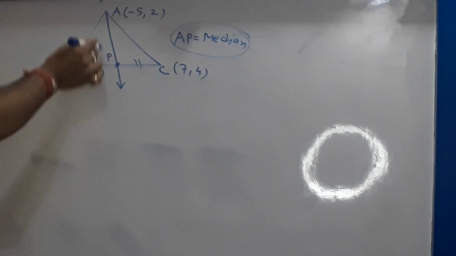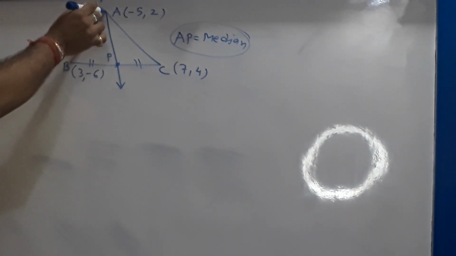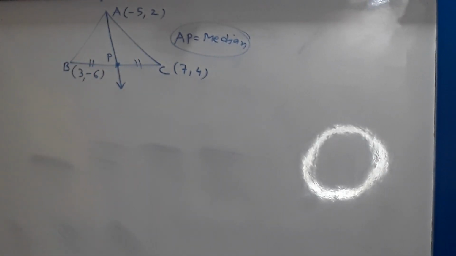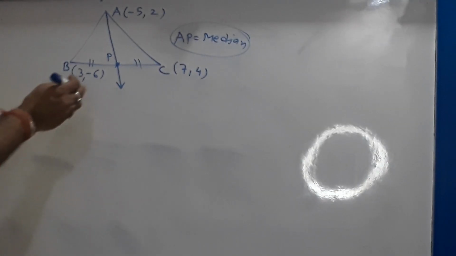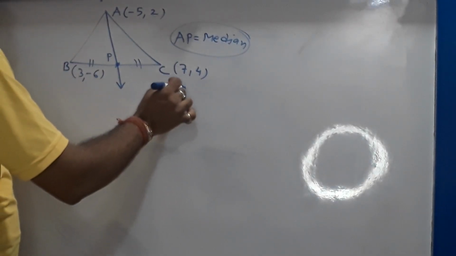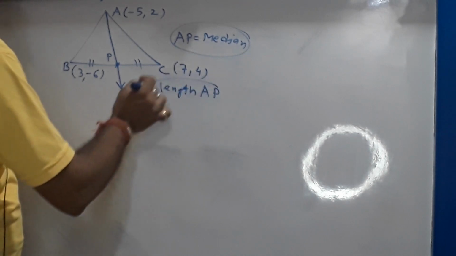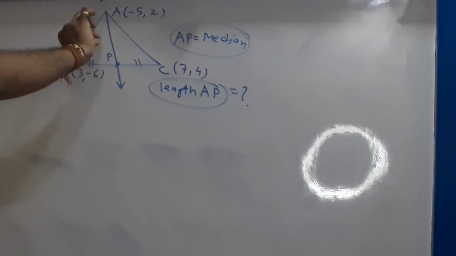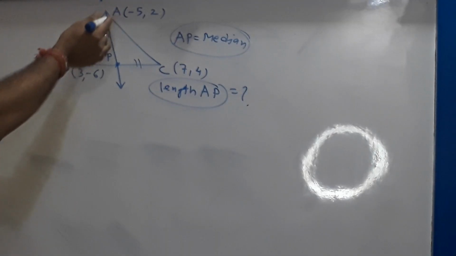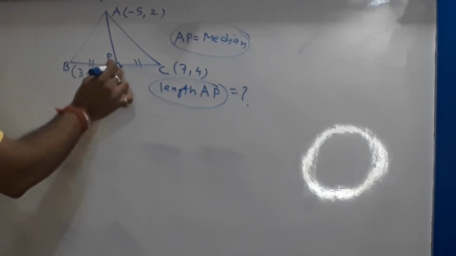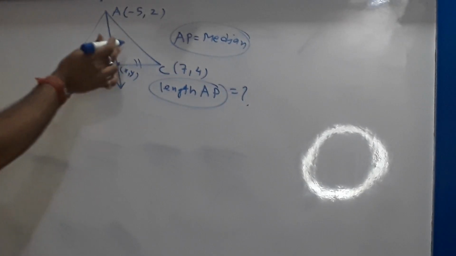From vertex A, it is given that there is a median AP dividing BC into two equal parts. Now we have to find coordinates of P. We have to find length of the median AP. To find length of AP, we apply distance formula. But we know the coordinates of A, but we do not know the coordinates of P. But we know that P is a midpoint of BC. So we can apply midpoint formula.